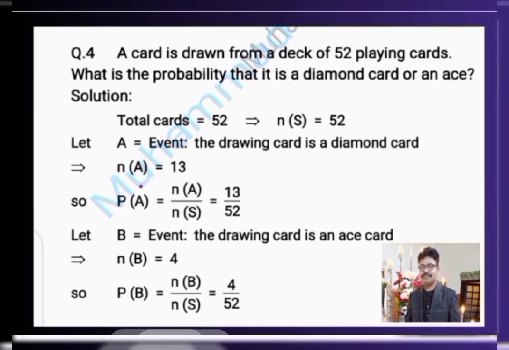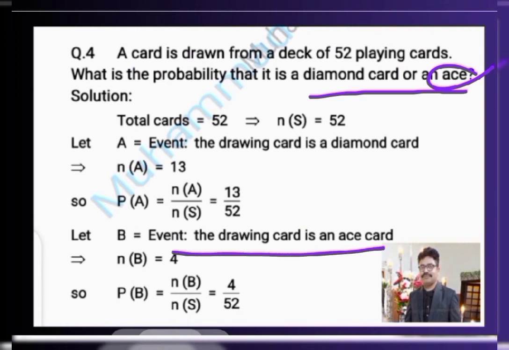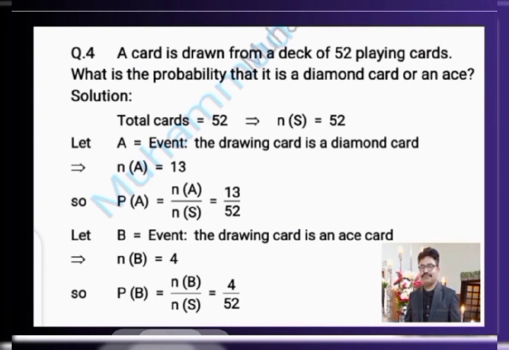will be the number of values in event A divided by the number of values in the sample space, that is 13 by 52, as there are 13 cards of diamond, so we have divided 13 by 52. Now I'm going to find the probability that the card is an ace card, as there are 4 types and each category has an ace card, so there are 4 ace cards. I have shown the cards.